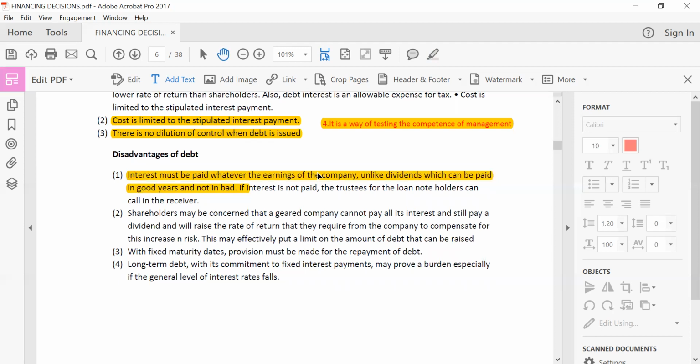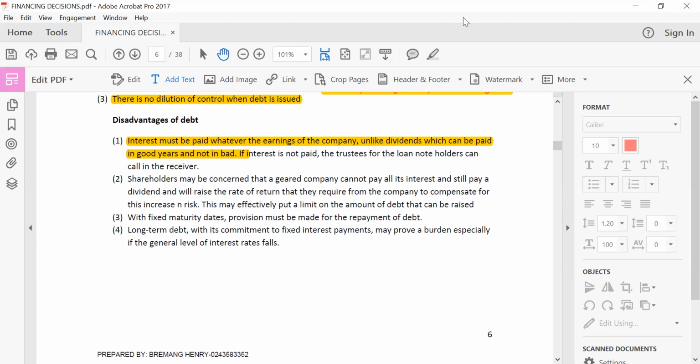So we are saying that unlike dividends, which are only paid in good years, if the company is making huge profits, then that's when they pay dividends. If they are not making profit, they don't pay any dividends. In the case of debt, you do not have that leeway. You do not have that flexibility, my friend. You are supposed to pay that interest. So it's a disadvantage of going for debt.